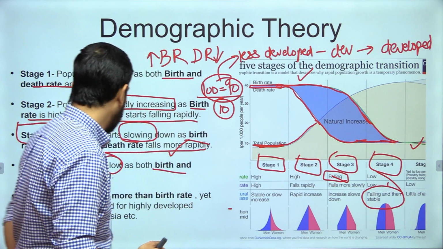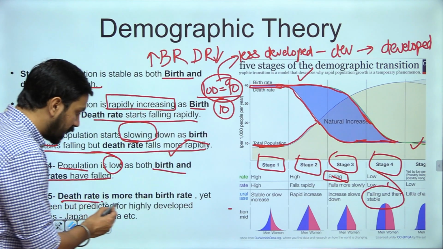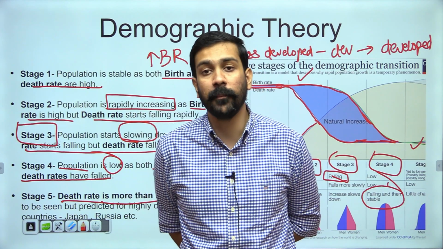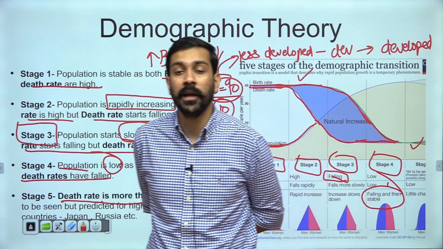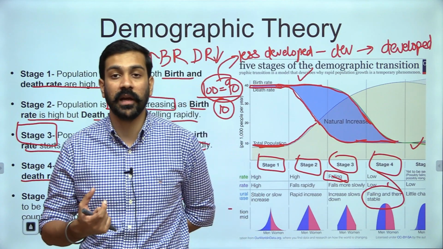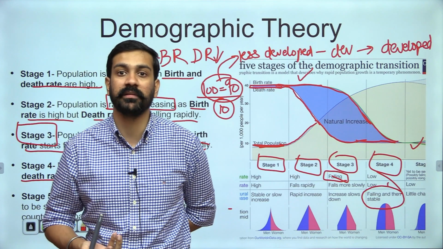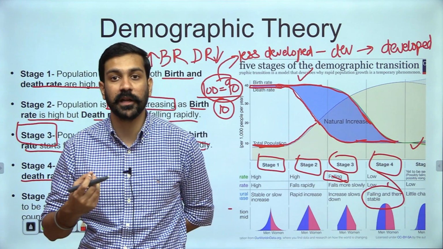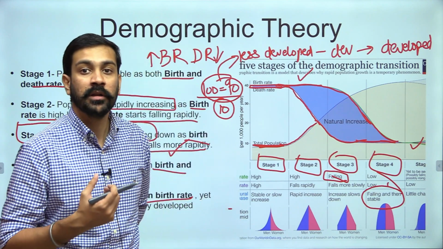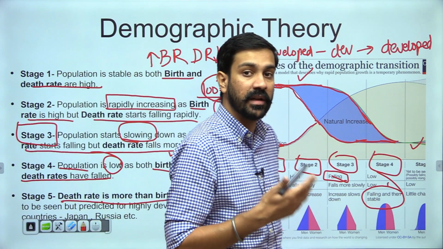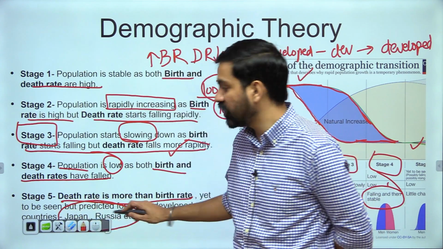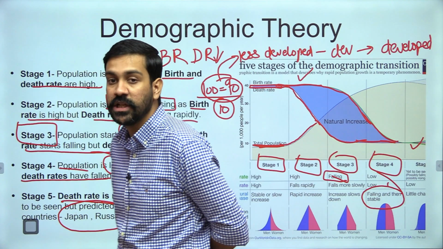The last one, which is predicted for some countries, is the 5th stage, where the death rate is more than the birth rate. More people are dying within the country, but the fertility rates are in the negative percentage, fewer people are being born in the country, whereas more people are dying, due to which the population levels have started decreasing very rapidly. And this is particularly the case of countries like Japan and Russia.